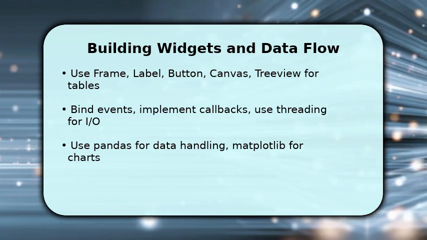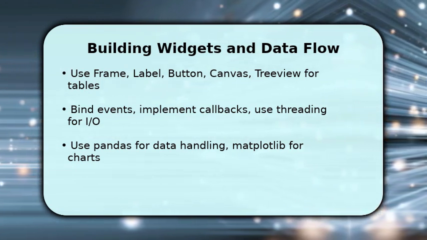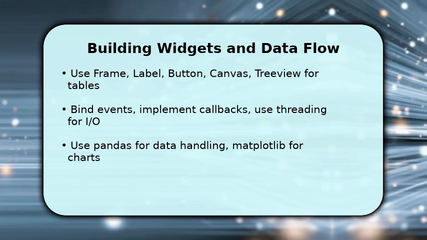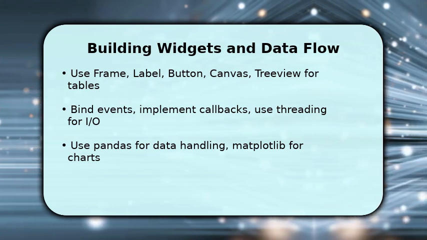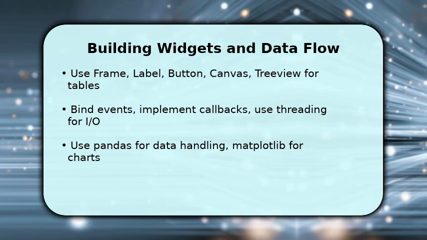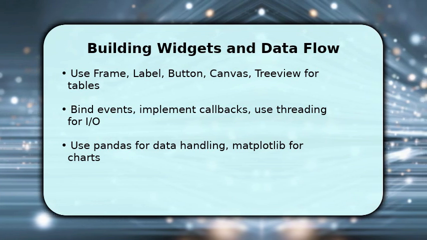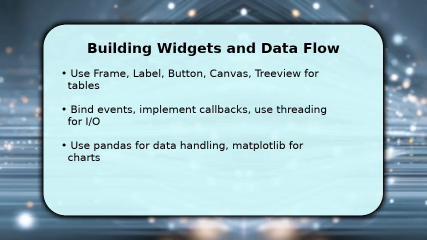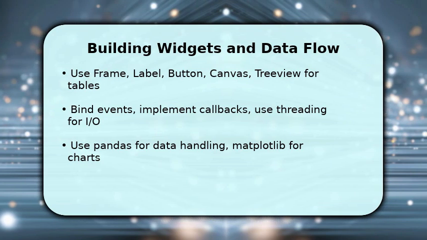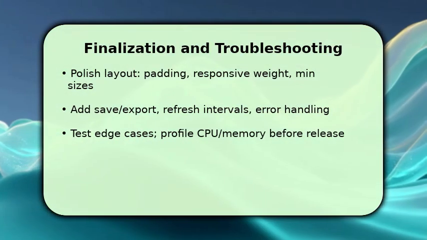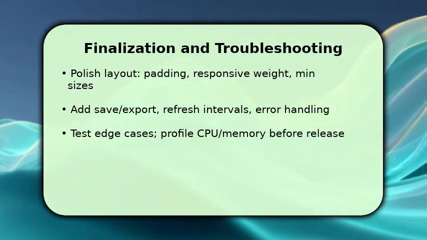When fetching data, offload heavy I/O to a thread or use after to avoid freezing the UI. Transform raw data with pandas and render charts via Matplotlib FigureCanvasTkAgg. Once charts and tables update correctly, make sure to centralize state so widgets read a single source of truth. You'll finish by polishing layout and adding persistence features.